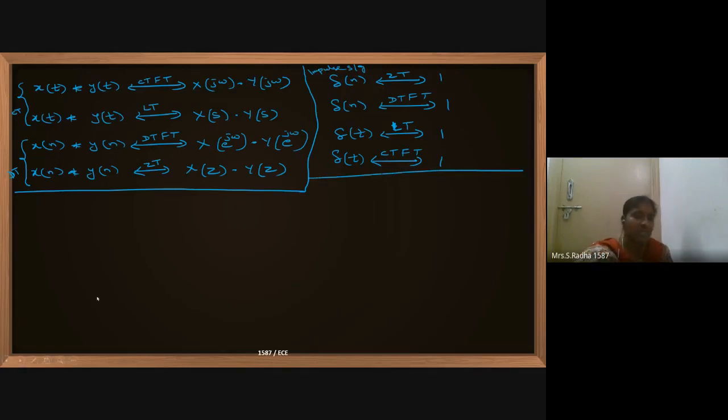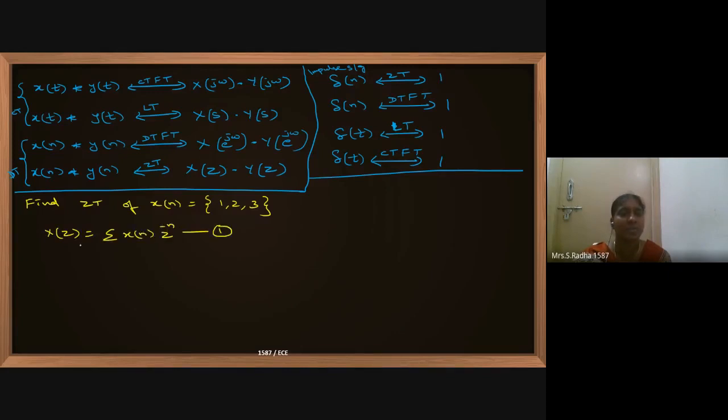Okay, next I am going to take right-handed, left-handed signal, something like that. Find Z transform of x of n equal to 1, 2, 3. No arrow mark is given. Then you take the first element as origin. We know that X of z equals summation of x of n into z power minus n, n equal to minus infinity to plus infinity. This is equation 1.